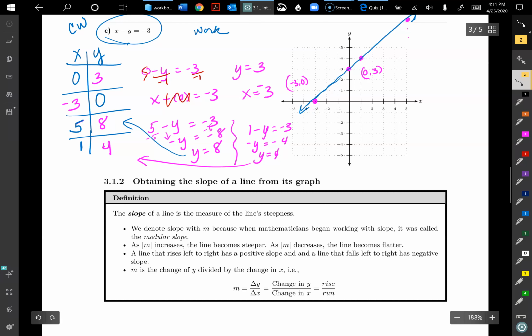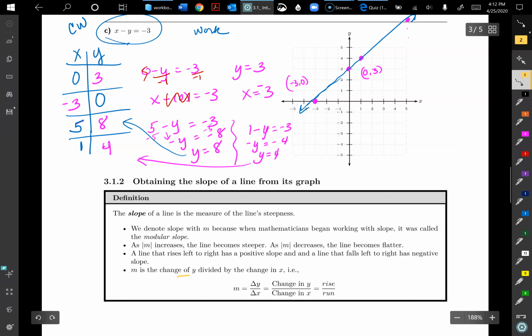As the absolute value of m increases, the line becomes steeper. As the absolute value of m decreases, the line becomes flatter. So that's why when we have fractions that are between 0 and 1, they're just more spread out on the run part. A line that rises left to right has a positive slope, and a line that falls left to right has a negative slope. So you're going like uphill versus downhill.